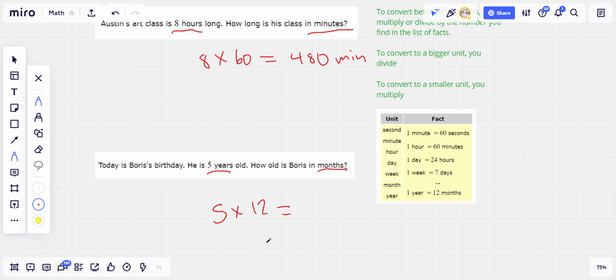And let's see, 5 times 12. I can do this one in my head. I'm going to think of this 12 as 10 plus 2. 5 times 10, well, that's 50. And 5 times 2 is 10. 50 plus 10 is 60. So he is 60 months old. And that is a little bit of work with some time conversions.